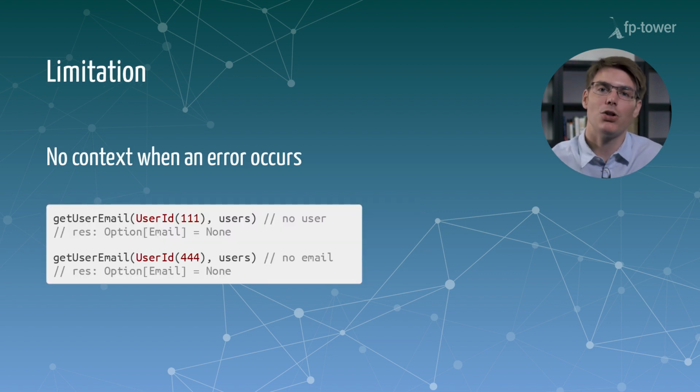Now, the main limitation of option is that we don't have any information regarding the cause of the failure. For example, when we try to look up the email address of a user, it could have failed for two different reasons. Either the user didn't exist, or the user existed, but they had no email address. However, with option, the only thing we get back when something goes wrong is none. So we don't know what was the cause of the failure.